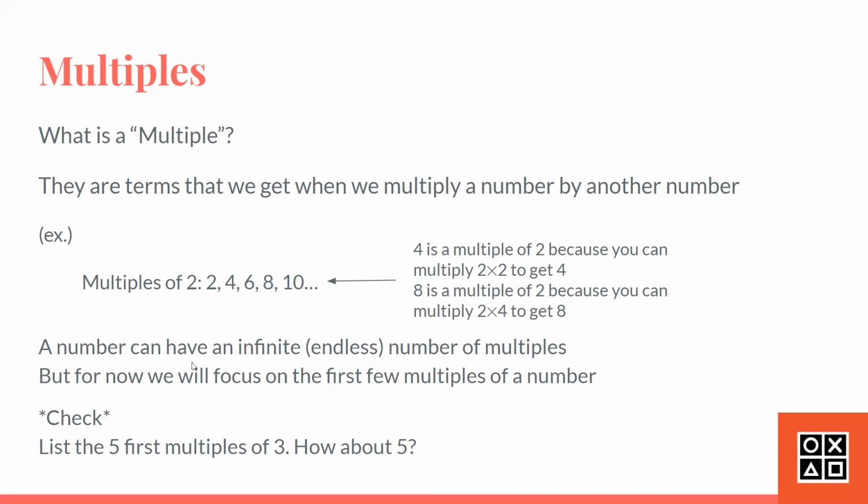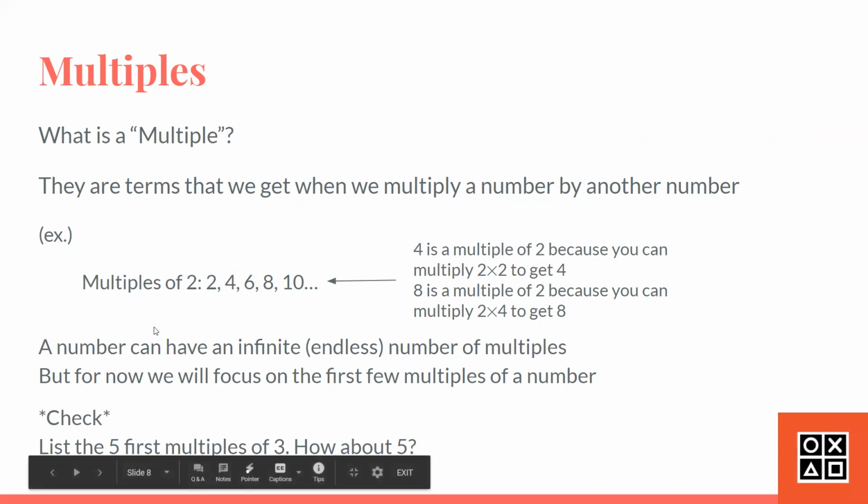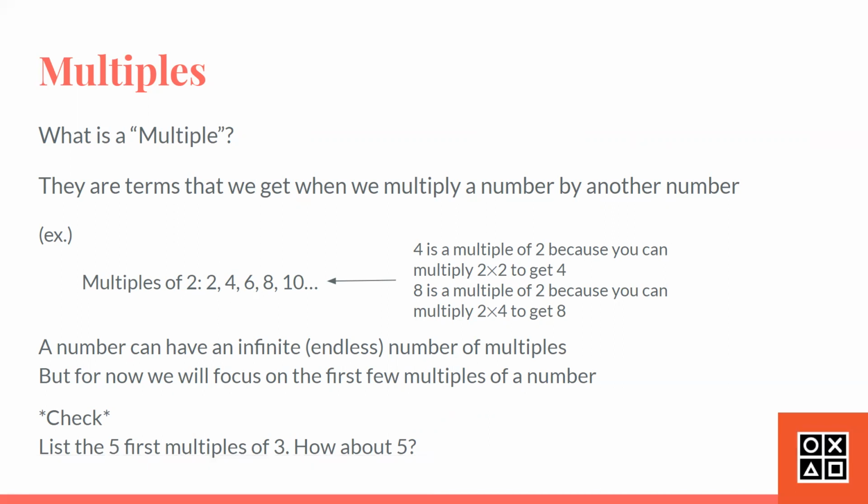So a number can have infinite or endless multiples, but for now we will focus on the first few multiples of the number. This is because we'll be finding the lowest common multiple, which is the LCM. So check. These are the first 5 multiples of 3: 3, which is 3 times 1, 3 times 2 is 6, then 3 times 3 is 9, 3 times 4 is 12, and 3 times 5 is 15.